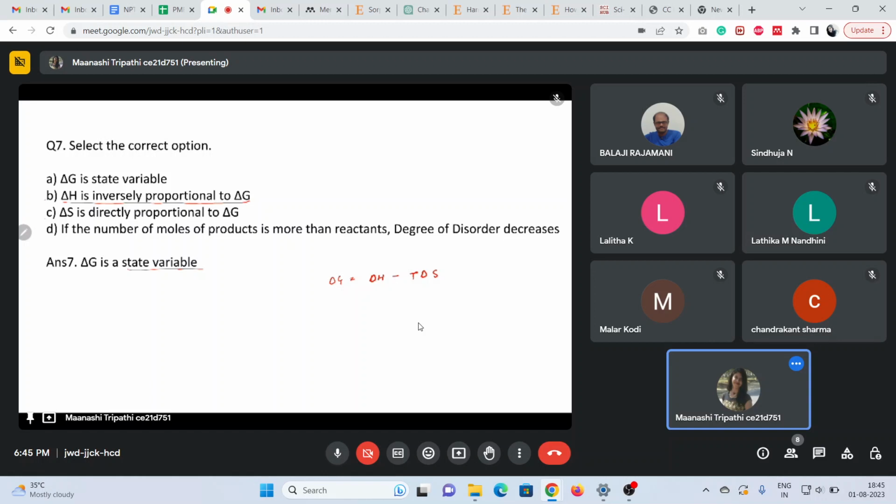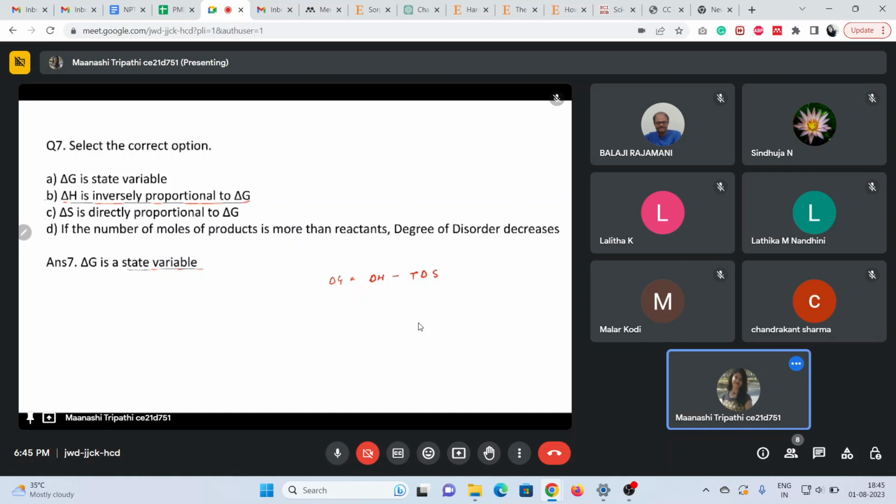Either you are going by A plus B or directly following C, so the value of distance depends upon what path you are taking. That is a path variable. This is the difference between state variable and path variable. So delta G is just a state variable. It does not matter how you reach that state, by combustion or precipitation or dissolution. You should reach that state, that's all it wants. So that's why it is a state variable.